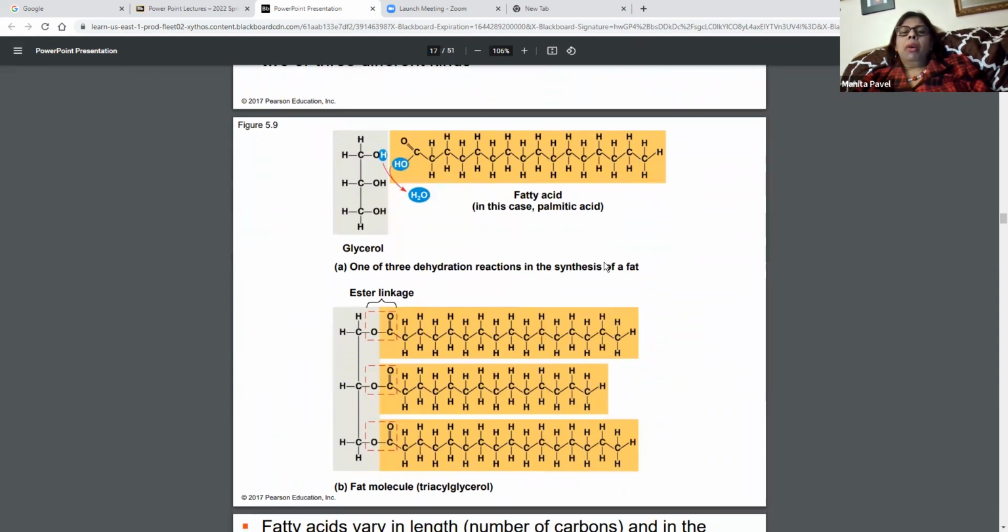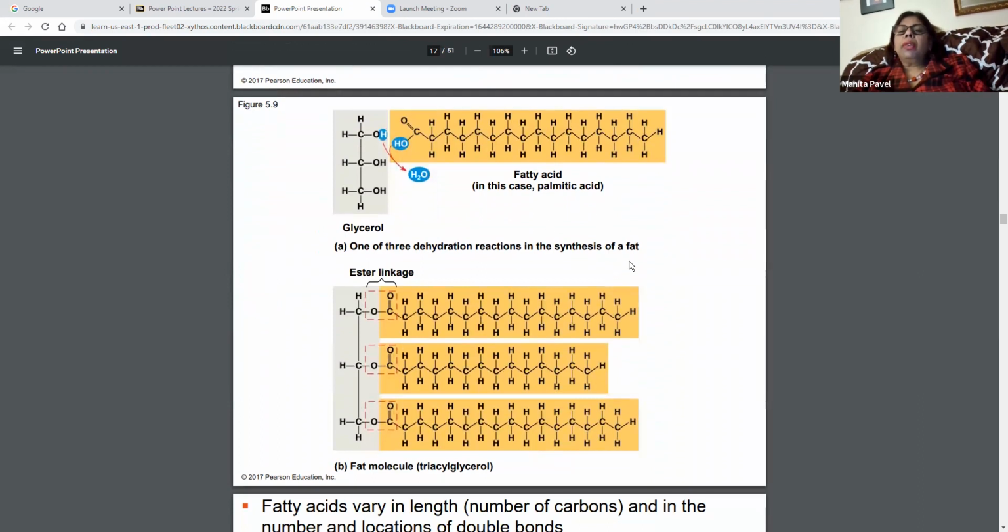This is one of the 3 dehydration reactions in the synthesis of the fat molecule. But how are they joined together? In a lipid or fat, there are ester linkages. We saw glycosidic linkages in carbohydrates. In lipids and fats, ester linkages. So you can see the ester linkages here, the COO group over here.